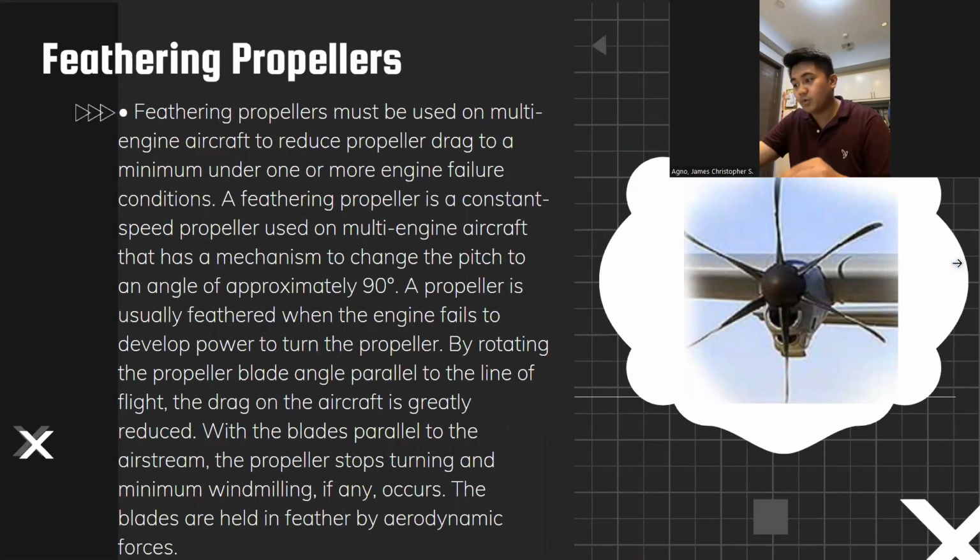To continue with the report, now we have feathering propellers, which must be used on multi-engine aircraft to reduce propeller drag to a minimum under one or more engine failure conditions. Also, a feathering propeller is a constant speed propeller used on multi-engine aircraft that has a mechanism to change the pitch to an angle of approximately 90 degrees. A propeller is usually feathered when the engine fails to develop power to turn the propeller. By rotating the propeller blade angle parallel to the line of flight, the drag of the aircraft is greatly reduced, and the blades are held in feather by aerodynamic forces.